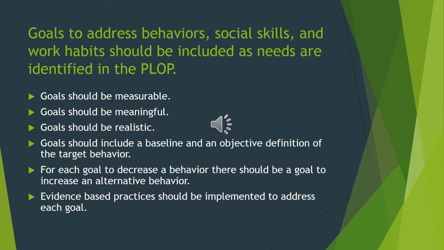Each goal should be measurable and it should be meaningful to that student personally. Goals should be realistic, which means they should be obtainable within a year. They should include a baseline as well as an objective definition of the target behavior. And for each goal to decrease a behavior, there should be a goal to increase a behavior as well. It's very important that you are prepared to address each goal that you list in an IEP with an evidence-based practice.